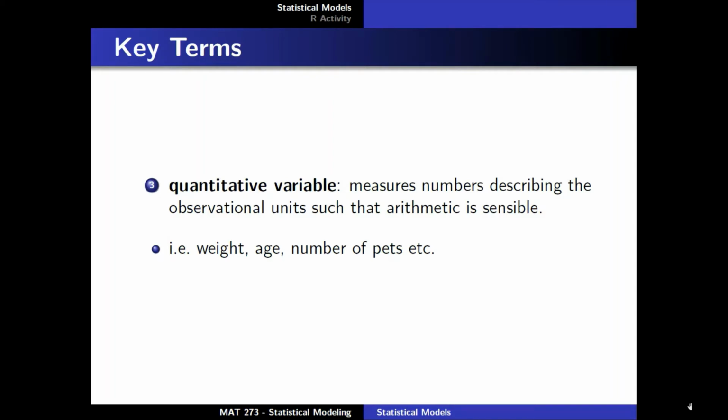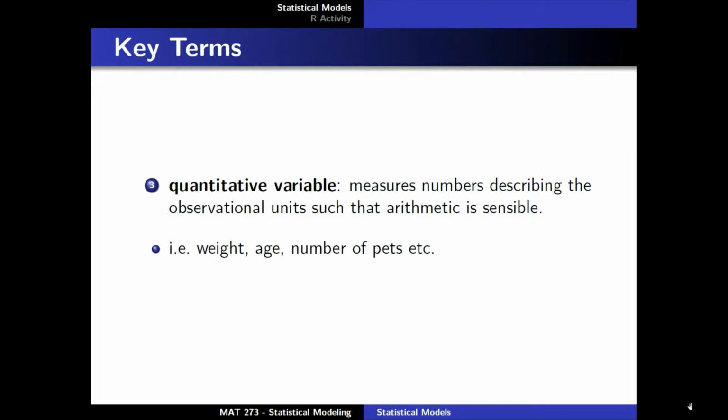Another key concept that we'll define is a quantitative variable. So a quantitative variable measures numbers describing observational units such that arithmetic can be done or is sensible. And so arithmetic is just adding, subtracting, multiplying, dividing. Those are arithmetic. So anytime we can do those types of operations on a variable and it's sensible, that's a quantitative variable. So common examples of this are measuring someone's weight, their age, say in years, or even the number of pets they have.